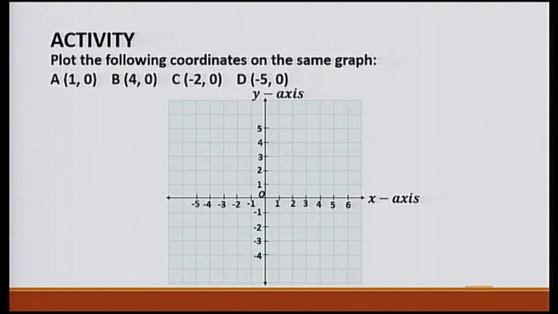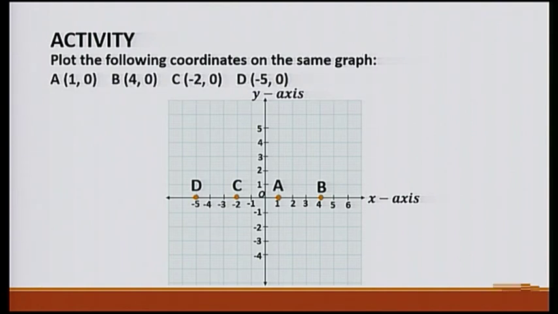Now here is an activity. Plot the following coordinates on the same graph. A is (1, 0), B (4, 0), C (-2, 0), D (-5, 0). What do you observe?